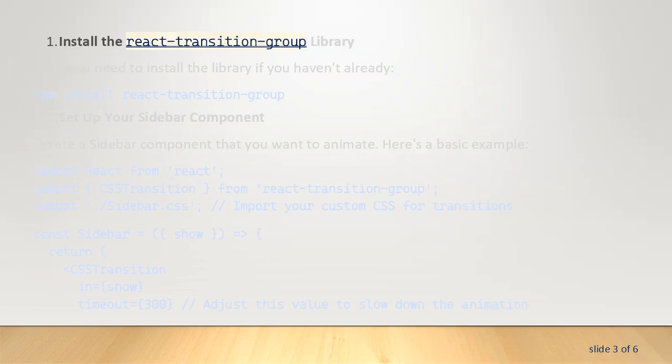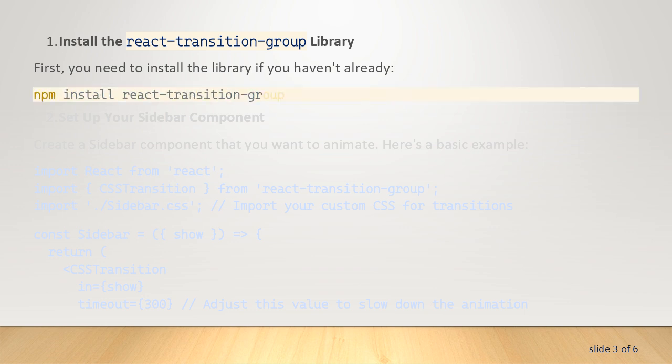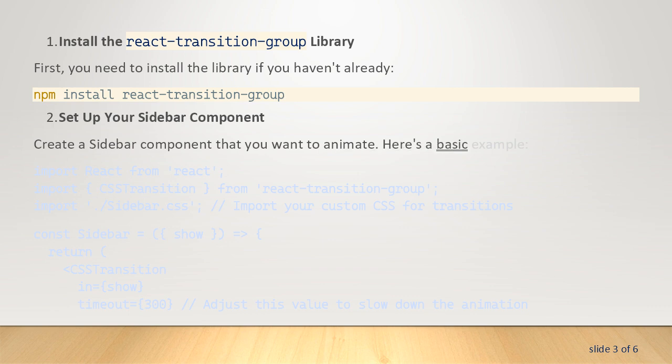Install the React Transition Group library. First, you need to install the library if you haven't already. Set up your sidebar component. Create a sidebar component that you want to animate. Here's a basic example.